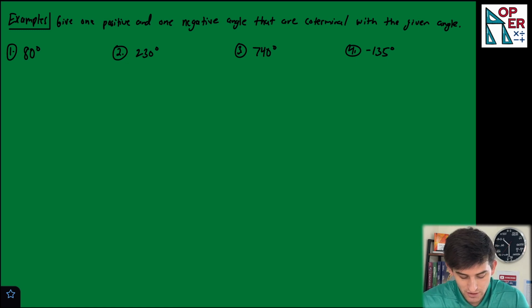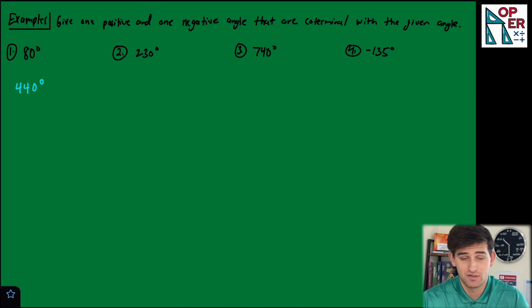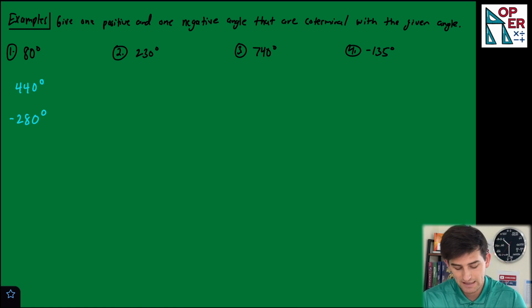All right, so number 1, we're starting off with an 80 degree angle. So if we add 360 to that, then our positive angle would be 440 degrees. And for this one, we could subtract 360 as well, and we're going to end up with negative 280 degrees. So all three of those angles, 80, 440, and negative 280 would essentially look the same. Their terminal side would be in the same place, but we've rotated obviously a different number of degrees each time, but they would be considered coterminal angles.